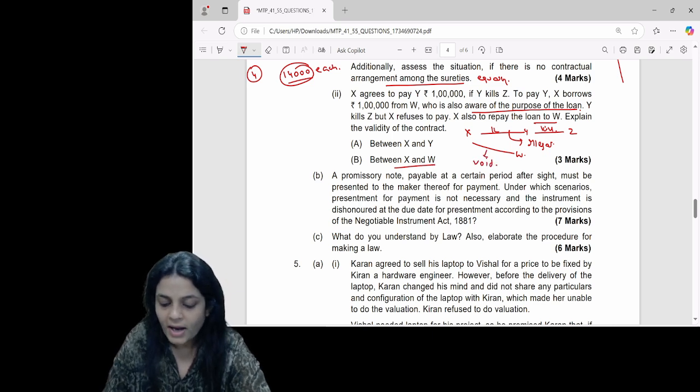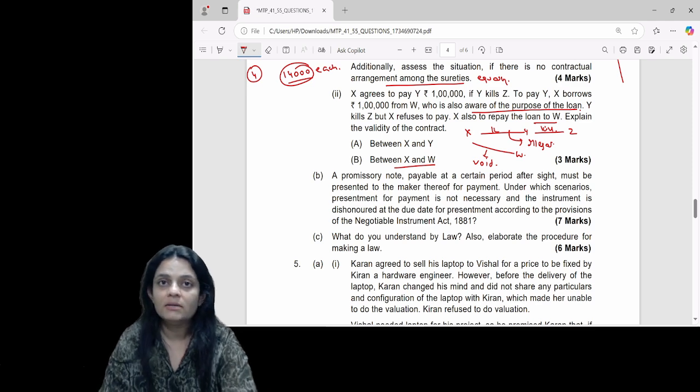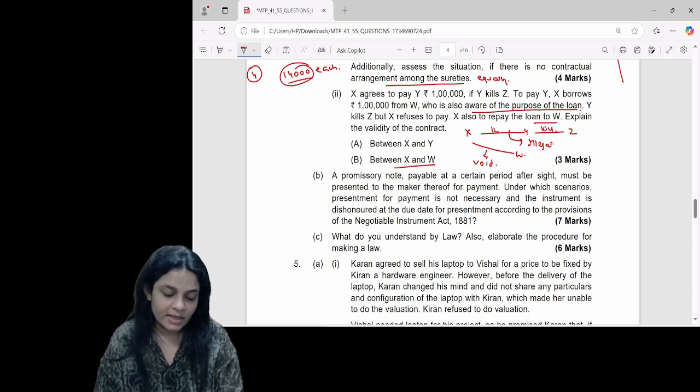Any contract which is collateral to the main contract which is illegal is also void. It's colored with illegality and hence void.